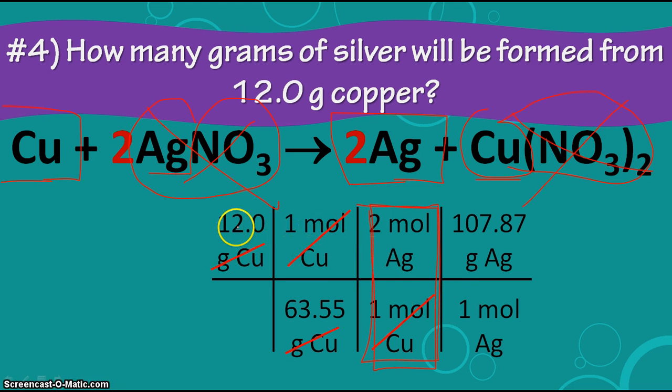Multiply the top, 3 sig figs. 12 times 1 times 2 times 107.87 divided by 63.55 divided by 1 divided by 1. And rounded to 3 sig figs, you get an answer of 40.7 grams of silver.